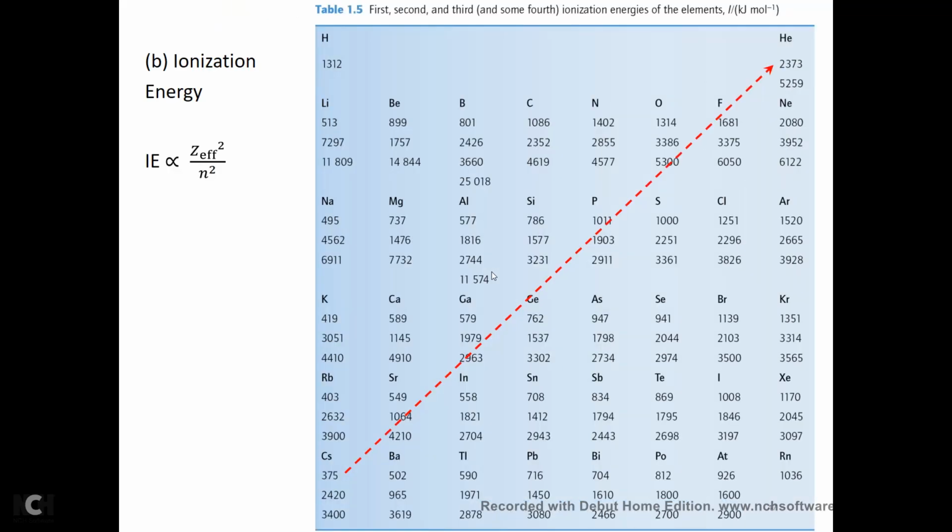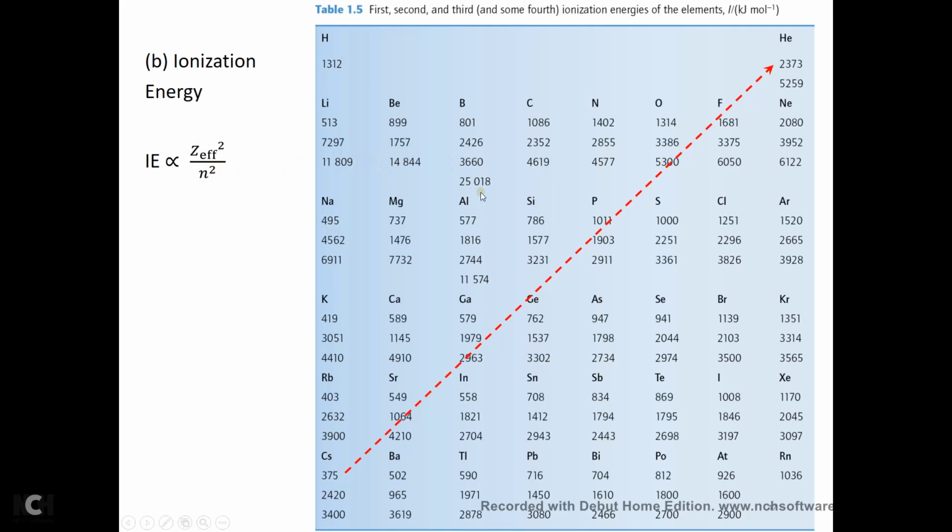Now let's look at the ionization energy. Look at the trend here. It's the opposite to the atomic radius, from cesium to fluorine to helium. Again, it depends on the effective nuclear charge and also the principal quantum number. The ionization energy is proportional to the effective nuclear charge squared. It's inversely proportional to n squared.